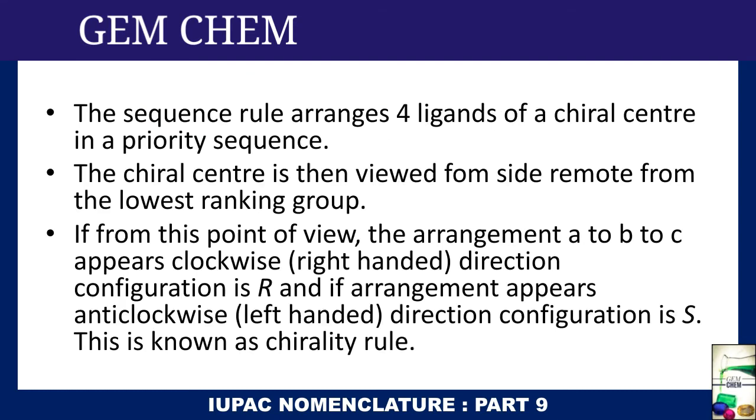Now the sequence rule basically arranges the 4 ligands of a chiral center in a priority sequence. What do we mean by chiral center? It is a carbon center which has 4 different ligands attached to it. The presence of different substituents denotes chirality. A detailed discussion of the chiral center is done in stereochemistry part 1 and part 2 videos. You can watch it. I will give the link in the description box as well as the I button above this video.